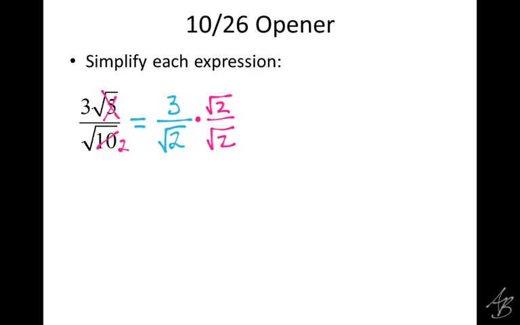And what do we get on top? 3 square root of 2. And what do we get on the bottom? 2. Okay? Now what? That's it. The 2's can't simplify because the one on top's on the inside, the one on the bottom's on the outside. The 3 and the 2 cannot simplify even though they're both coefficients because there's nothing that goes into both of them. So that is your final answer. Put a box around it.